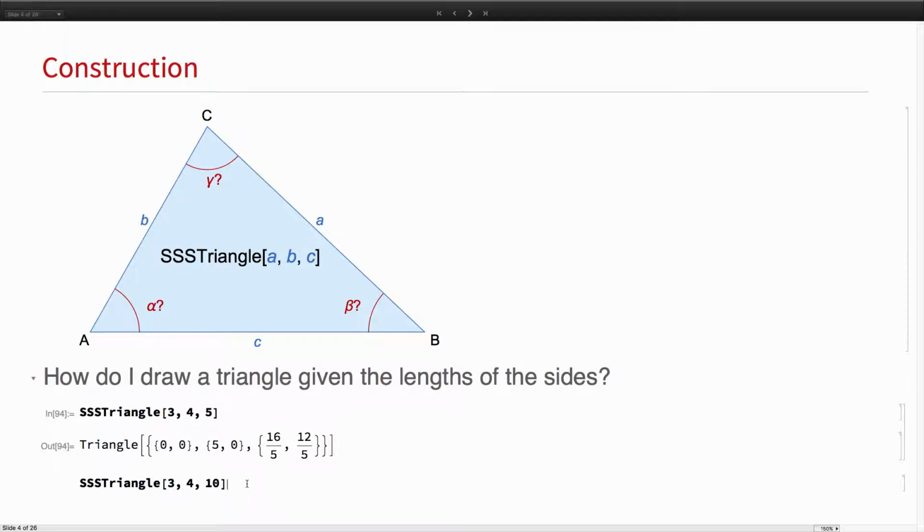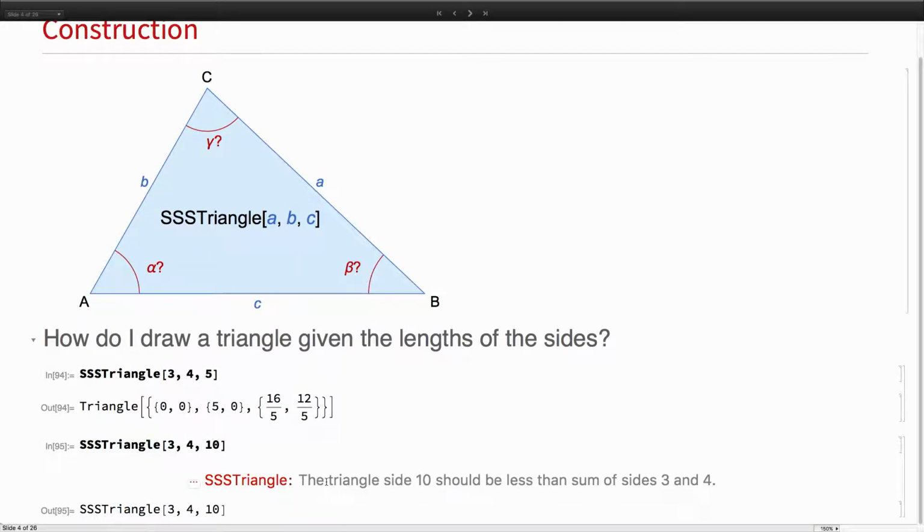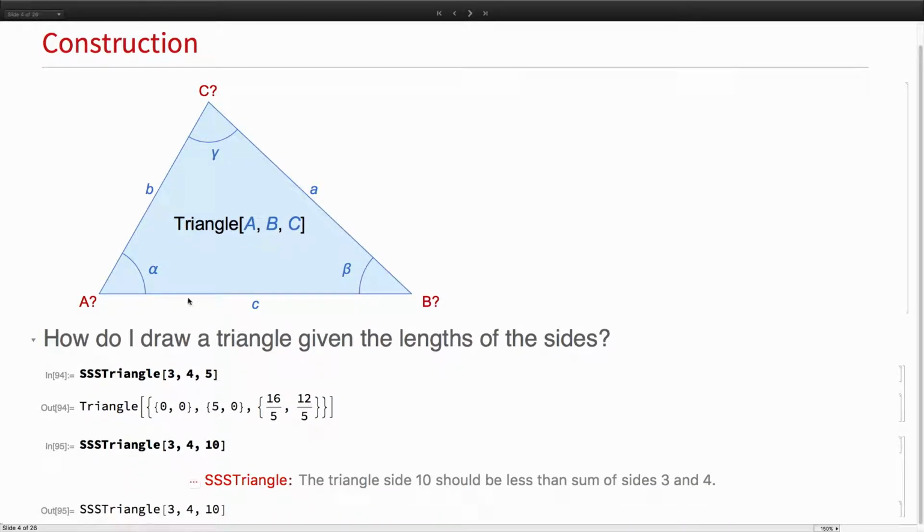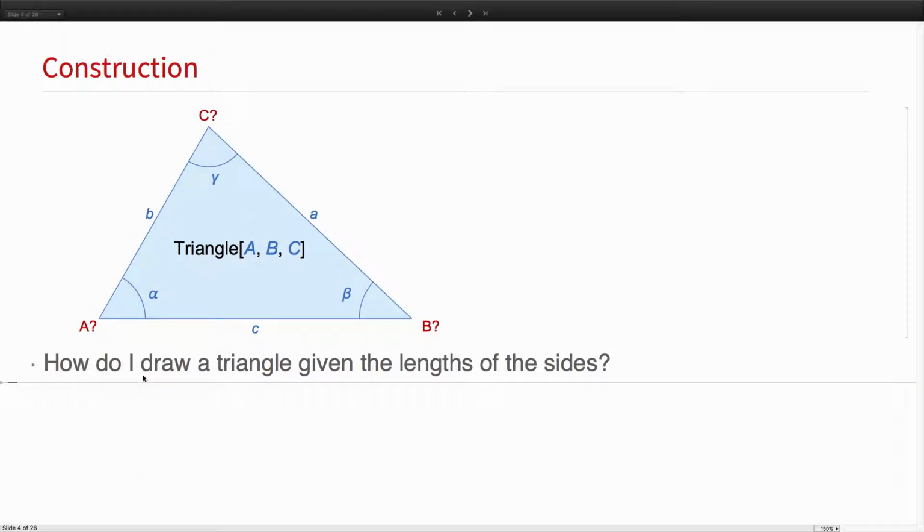A good thing about this constructor is that in certain cases where you cannot construct a triangle, it tells you why. For example, with this one, it says 10 should be less than the sum of sides 3 and 4. We also have the other family members: ASA, angle-side-angle, and also angle-angle-side and side-angle-side. This question has been around for a while, and there are many answers using LinearSolve and Reduce. Now you can do it with one command.